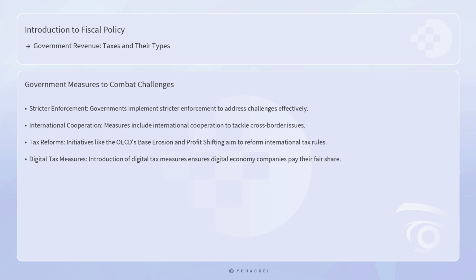For example, the Base Erosion and Profit Shifting Initiative by the OECD aims to address tax avoidance by multinational corporations through comprehensive reforms of international tax rules. Similarly, the introduction of digital tax measures seeks to ensure that digital economy companies pay their fair share of taxes in the countries where they operate.